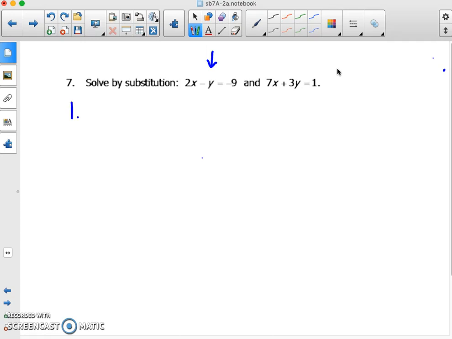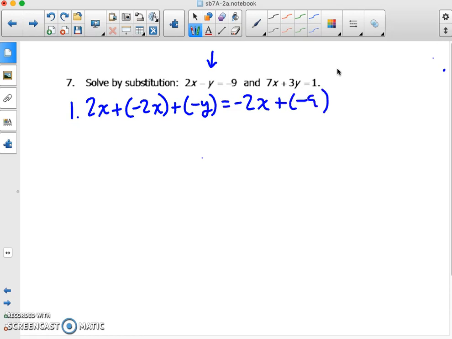So step number one, I'm going to take this 2x and add a negative 2x to both sides. Again, trying to get y by itself. When I do that, I'm going to get negative y equals negative 2x plus negative 9. Now, I don't want a negative y, I want a y, so multiply everything by negative 1, and that's just going to give you y equals 2x plus 9. So that was step number one. Solve one equation for the variable.